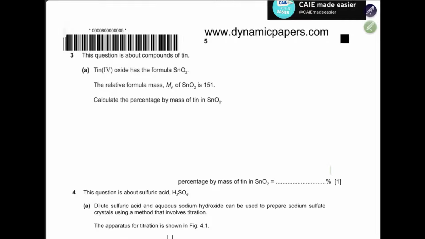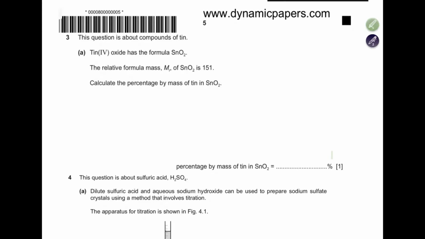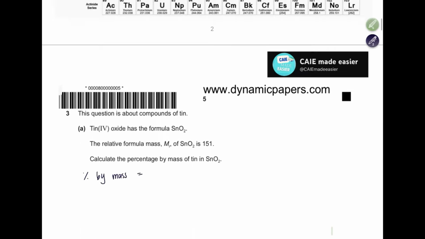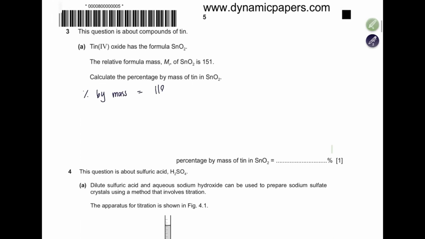This question is about the compounds of tin. Tin(IV) oxide has the formula SnO2. The relative formula mass is 151. Calculate the percentage by mass of tin in SnO2. Percentage by mass is going to be the mass of tin, which is 118.71, divided by total Mr, 151, multiplied by 100. The answer is 78.8%.